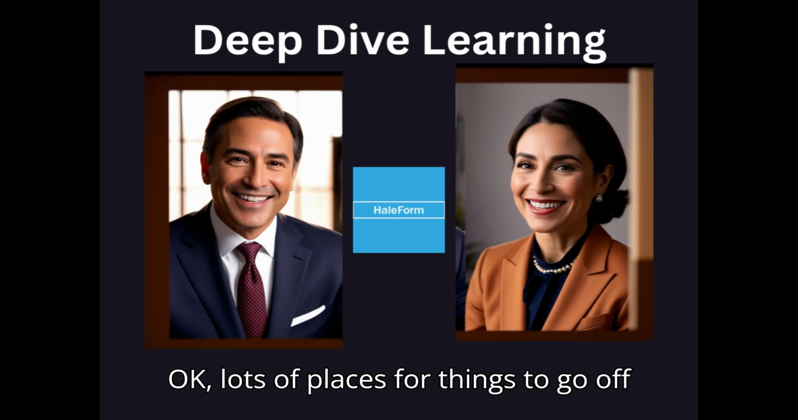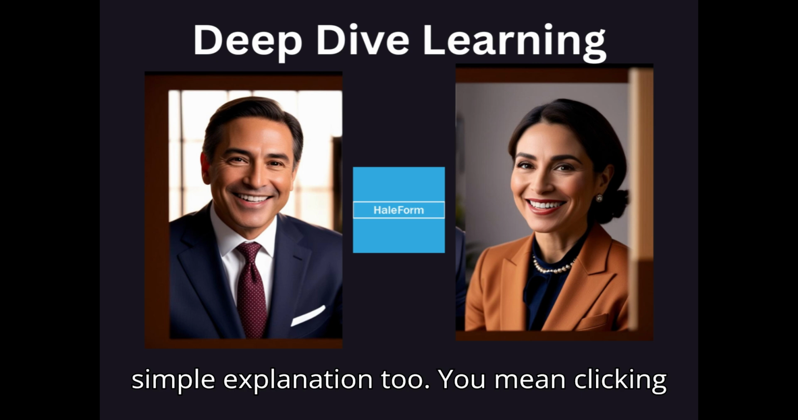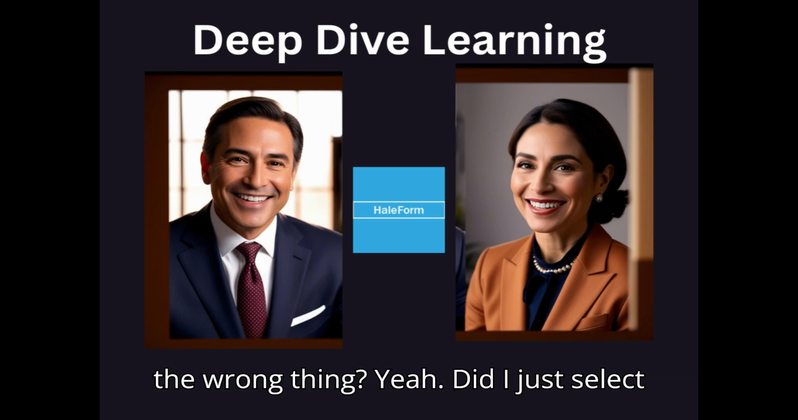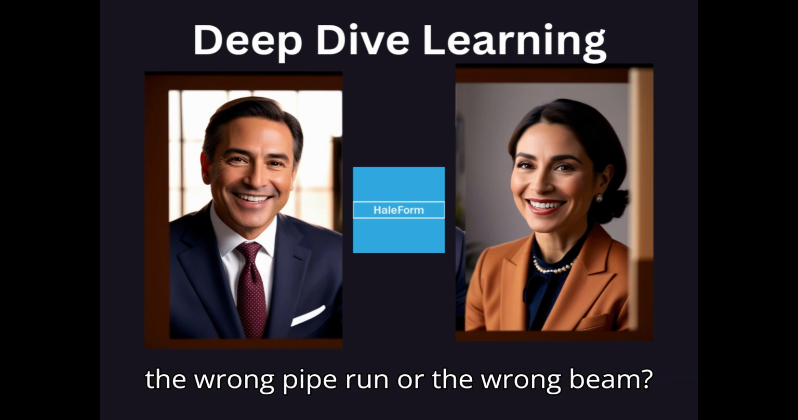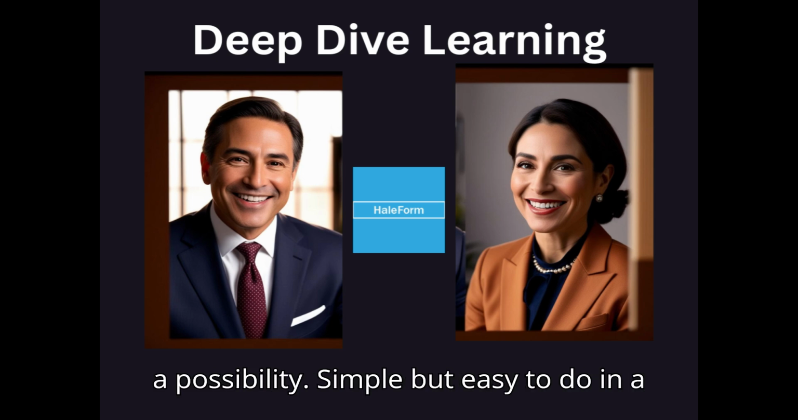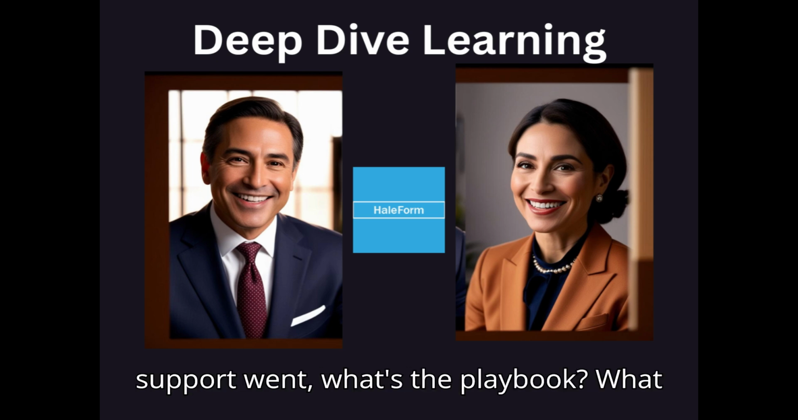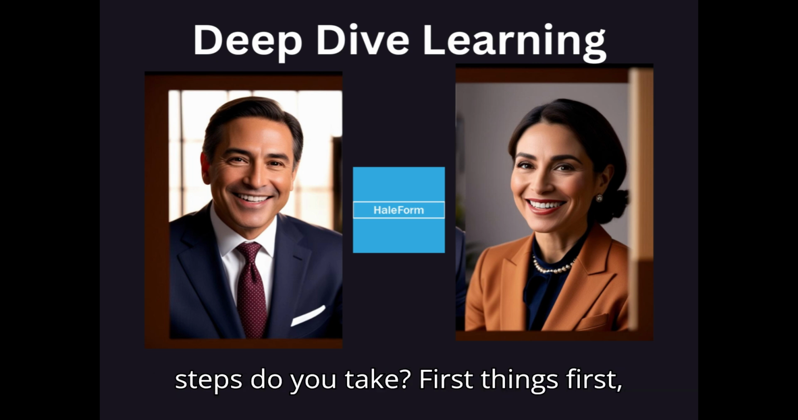Wow, okay. Lots of places for things to go off the rails. And I guess there's always a simple explanation, too. You mean clicking the wrong thing? Yeah. Did I just select the wrong pipe run or the wrong beam? Absolutely. Incorrect selection is always a possibility. Simple, but easy to do in a complex model. Okay, so if you're staring at the screen, wondering where your support went, what's the playbook? What steps do you take?